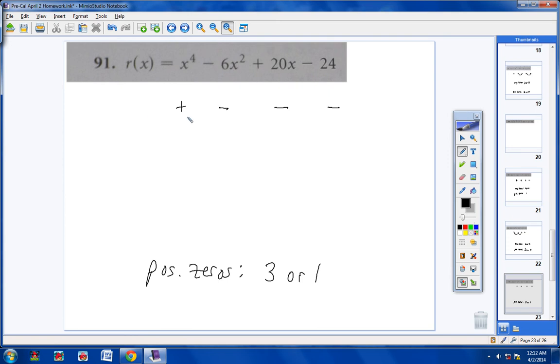All right, let's check our signs. A sign changed from positive to negative, and then nothing else changes. So for my negative zeros, I know that I will have 1. Okay, 1 negative zero. You don't subtract 2 from 1 and go into the negative numbers. You don't do that, okay? All right, this was number 91. Let's continue on to number 93.